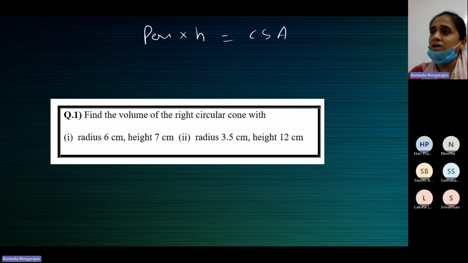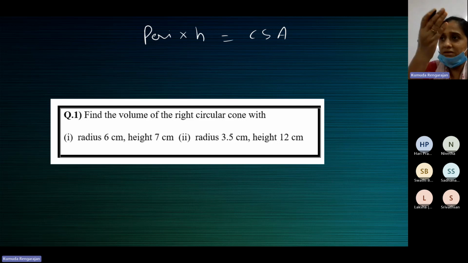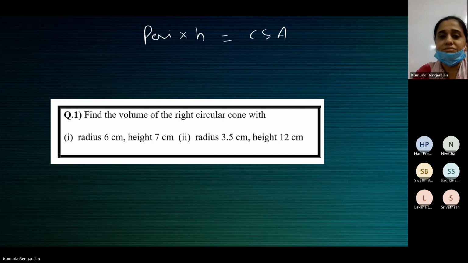For plane figures, what do you find? Area and perimeter. When we were in 5th or 6th standard, square, rectangle, what we used to find? Area, perimeter, that's all. If you give some height, area into height is volume. For that perimeter, height, CSA. Perimeter into height is CSA.